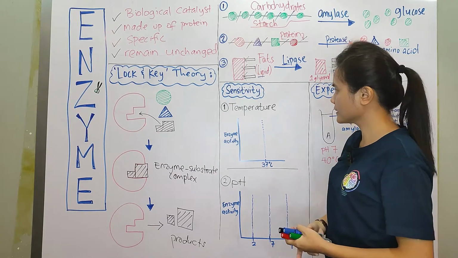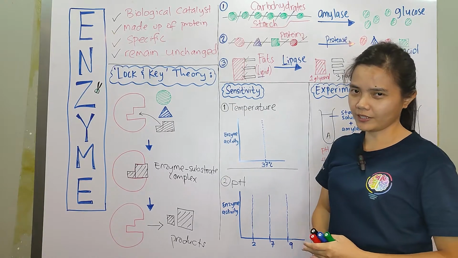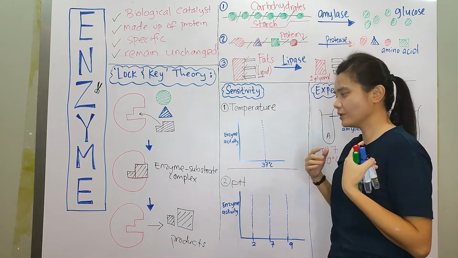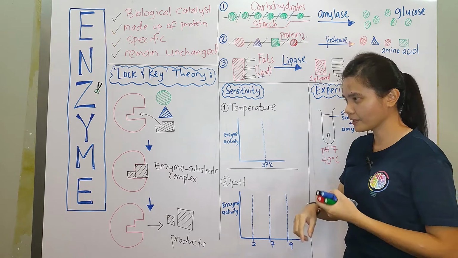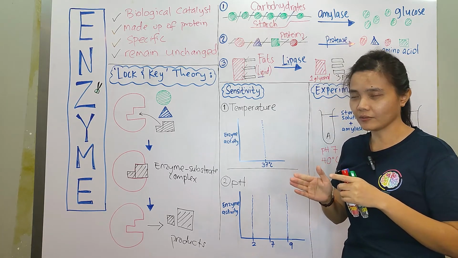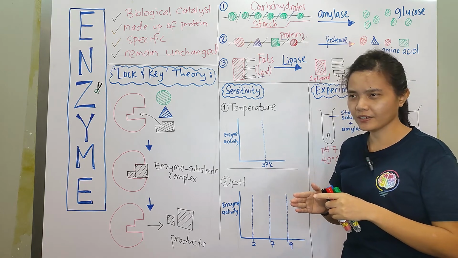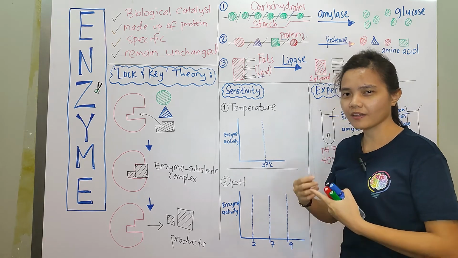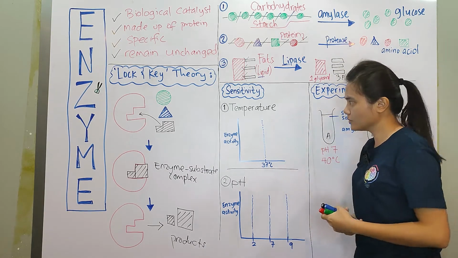Okay, so sensitivity. Like I said, enzyme is made up of protein. We are also made up of protein, so we are very sensitive to temperature, and we are also very sensitive to pH, to acidic, to alkaline. You will have sensitive skin if, let's say, your shower gel's pH is something your skin cannot tolerate, then you will have itchiness and whatnot. So first we go to temperature.